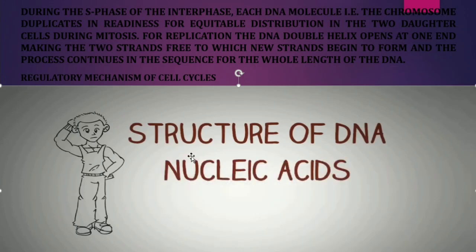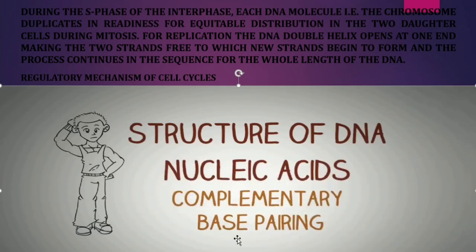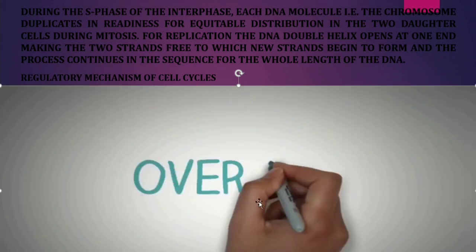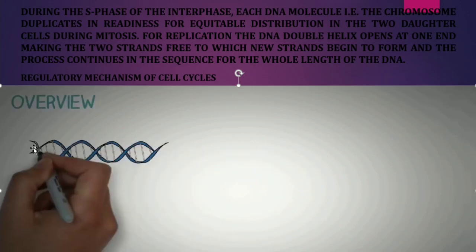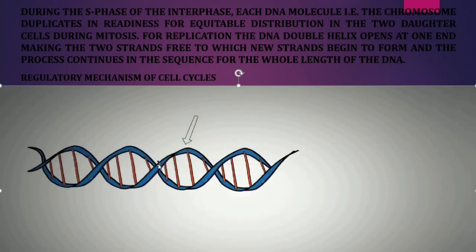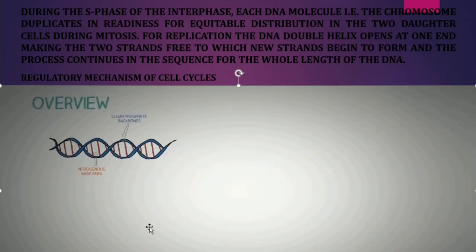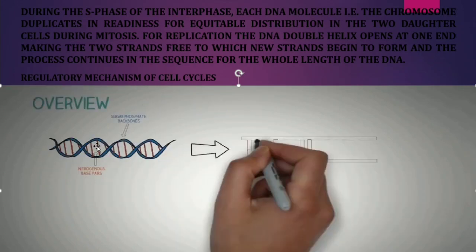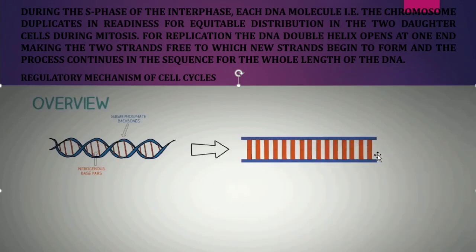Structure of DNA: nucleic acid, complementary base pairing, directionality. This is the structure of the DNA, a double helical structure. Here this blue color is the double strand. It is made up of pentose sugar and phosphate, which act as a backbone, and in between them nitrogenous bases are present: adenine, guanine, thymine and cytosine. When we unwind it, it looks like a ladder-like structure.